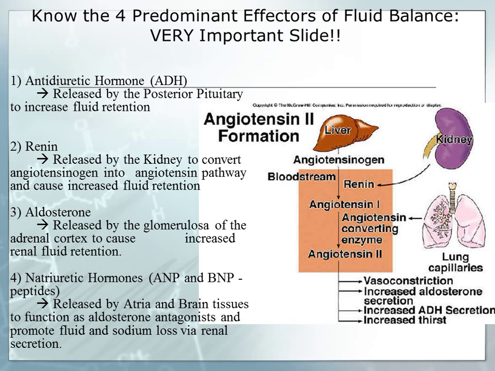The second one, renin, already talked about it, but renin is released from the kidney when your blood pressure is too low. Aldosterone is released from the adrenal gland because of what chemical? What releases it from the adrenal gland? I'll give you a hint. It's part of the renin-angiotensin-aldosterone system. Angiotensin. So it's in that order, from renin to angiotensin to aldosterone.